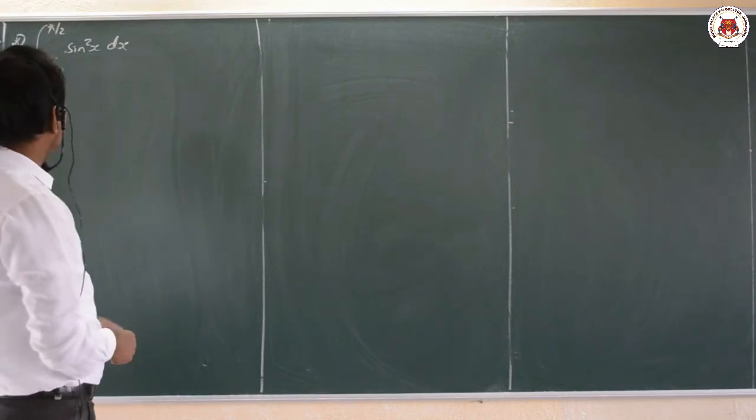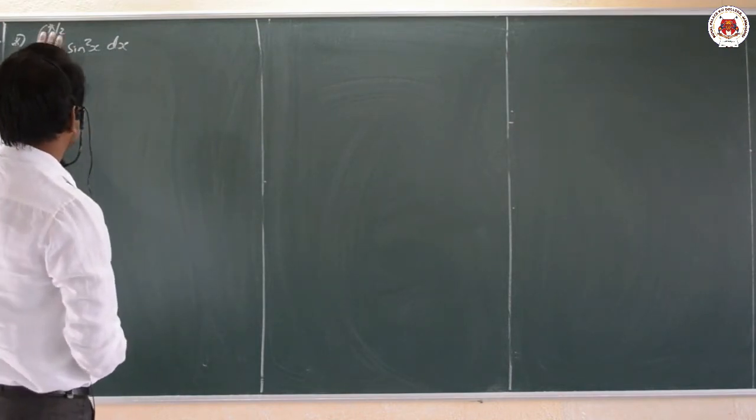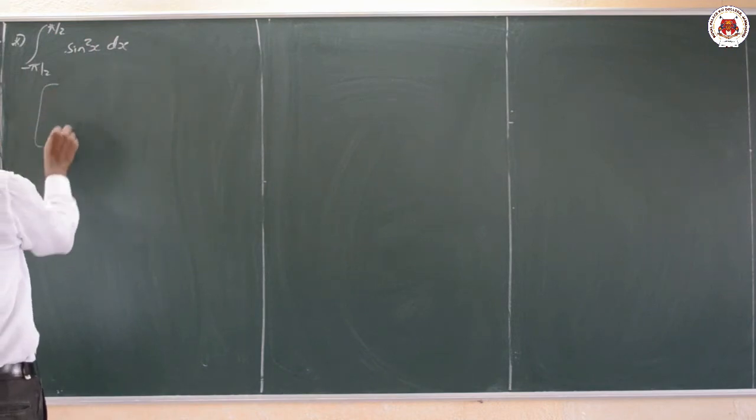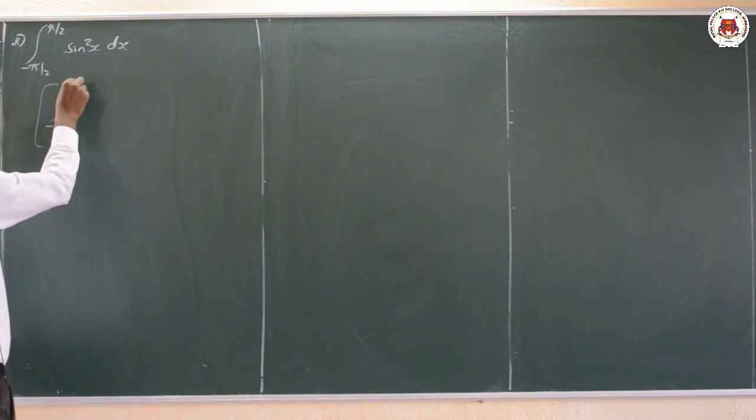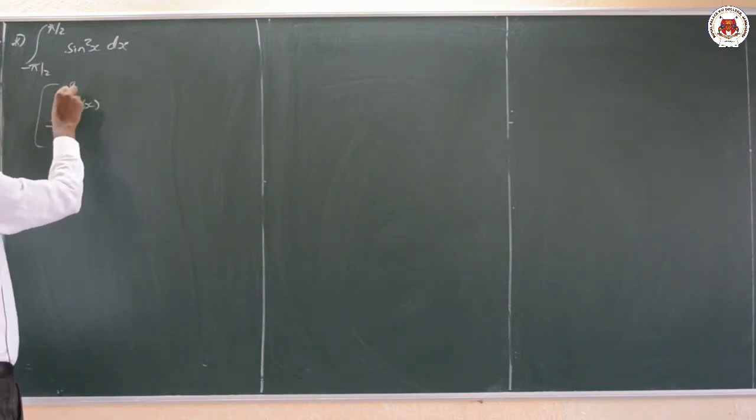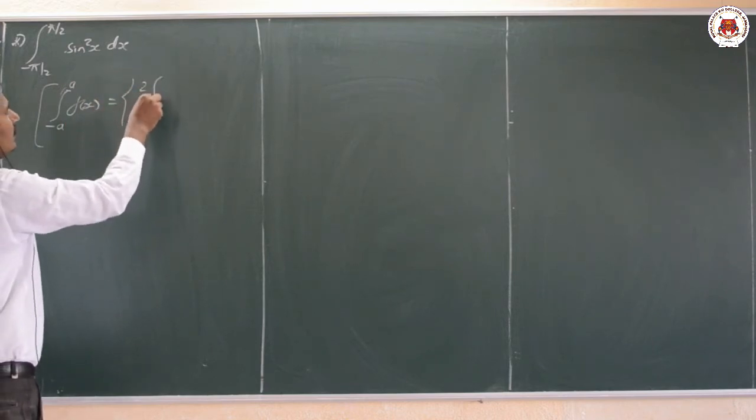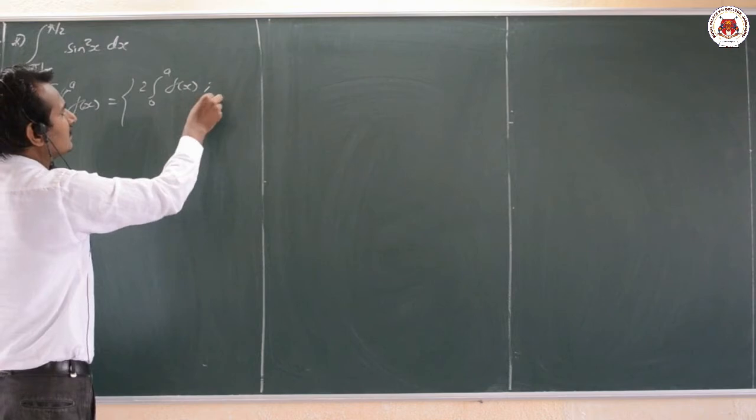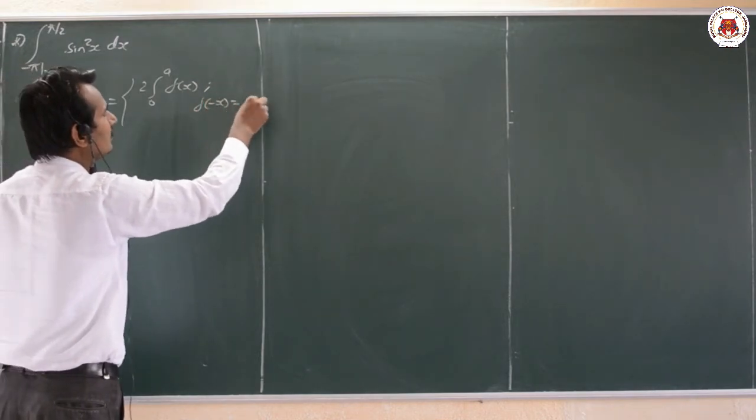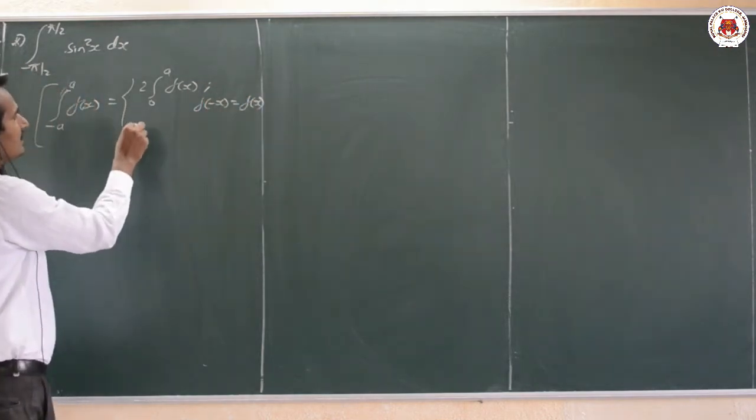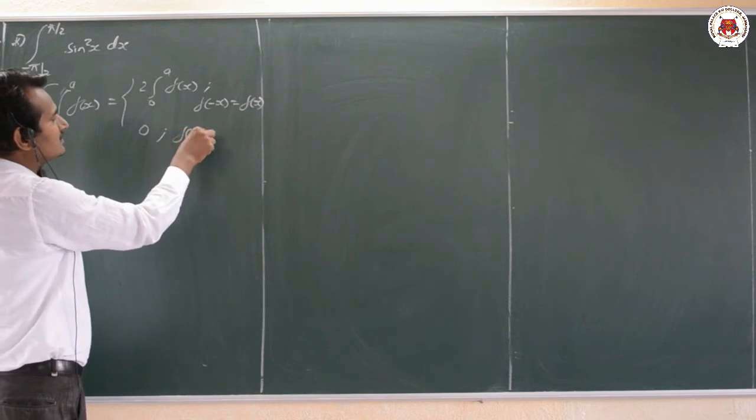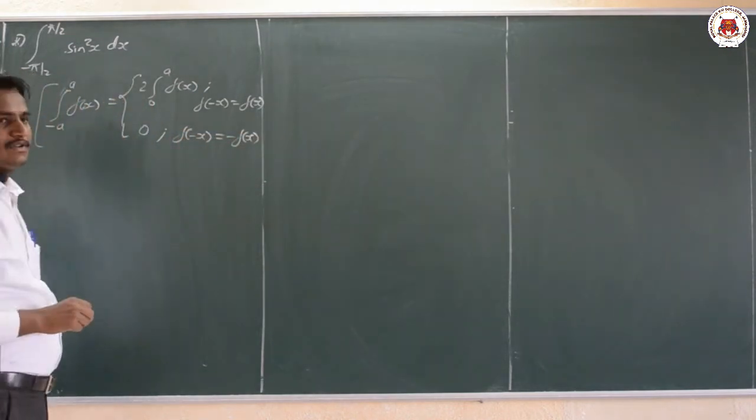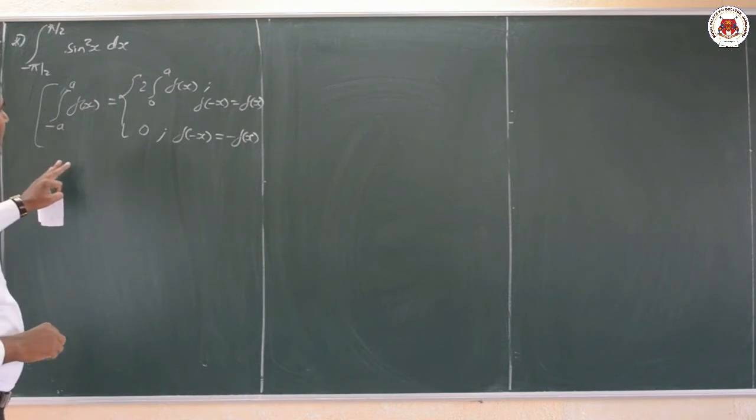Now in this next problem, we have the limits minus pi to pi. We know a property. The property is: the integral from minus a to a of f of x is 2 into the integral from 0 to a of f of x when f of minus x equals f of x, and its value is 0 when f of minus x equals minus f of x.